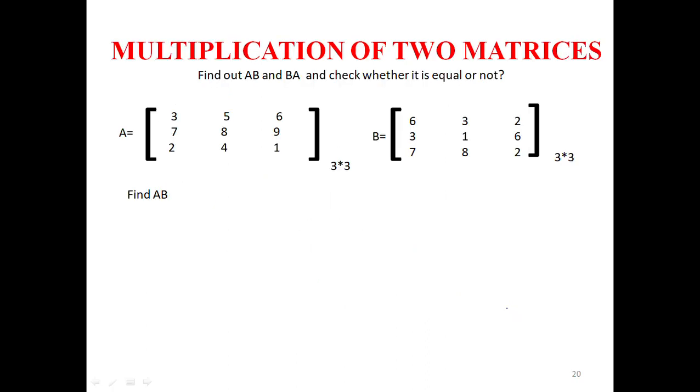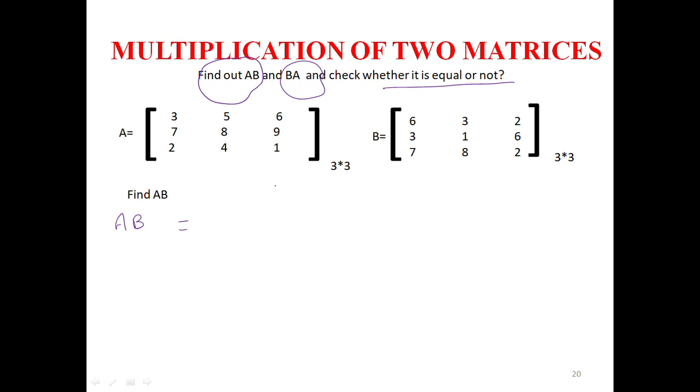And the last one is the multiplication of two matrices. In this lesson I will find only AB, and you have to find BA and check whether it is equal or not. I tell you how to multiply A and B. You have to try how to multiply BA.